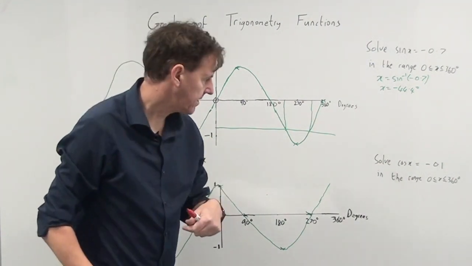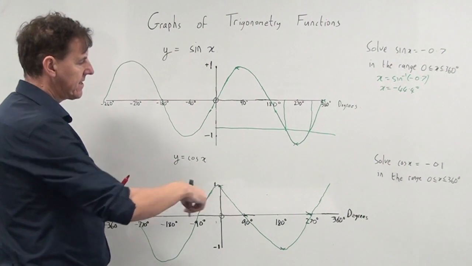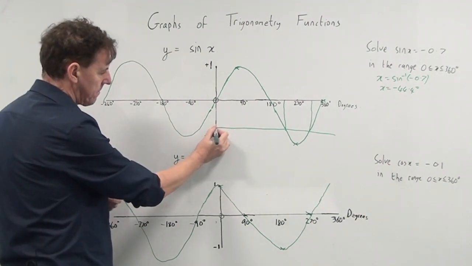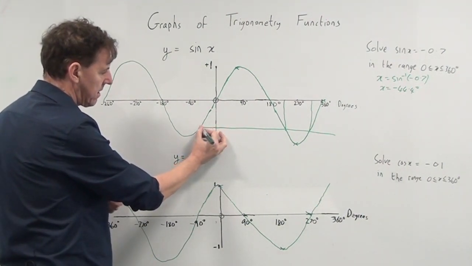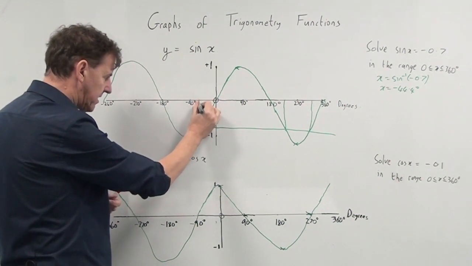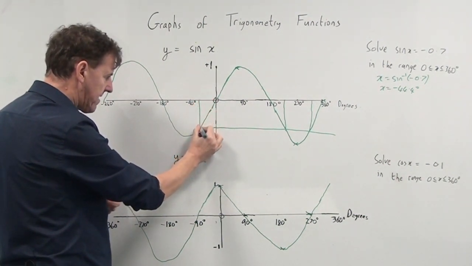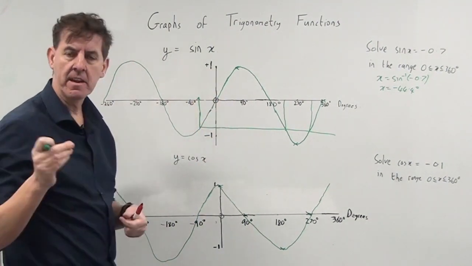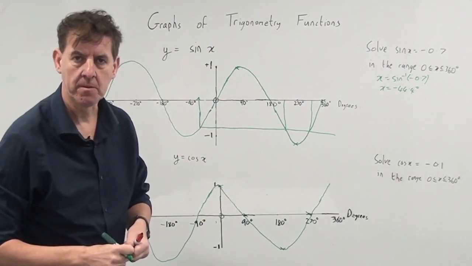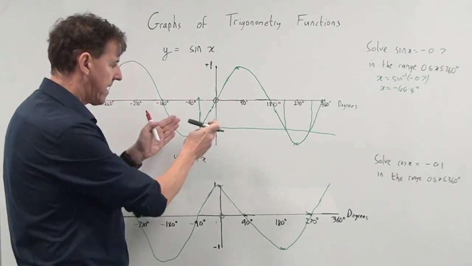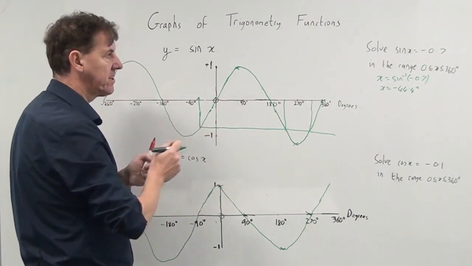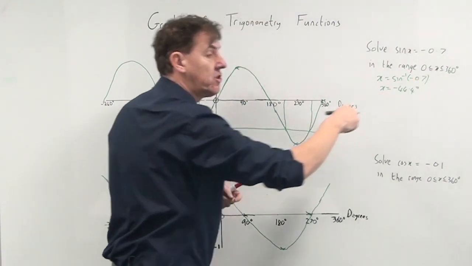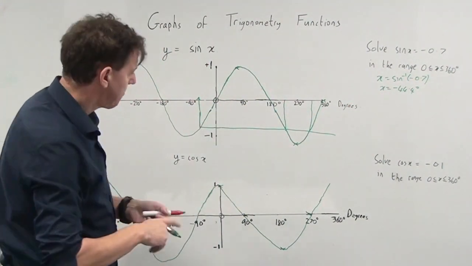Why? Let's just look at our diagram. If I extend this line, I've got a cut here. And what my calculator is actually giving me is that cut. It's giving me that angle there to be negative 44.4. The only thing is I don't want negative 44.4 because it's not in my range. It is a solution to the equation, but it's not in my range.